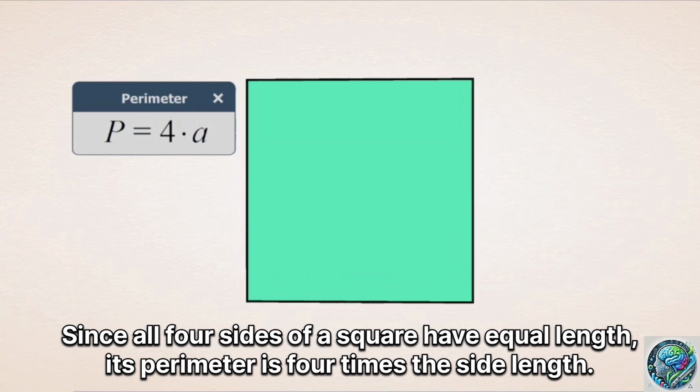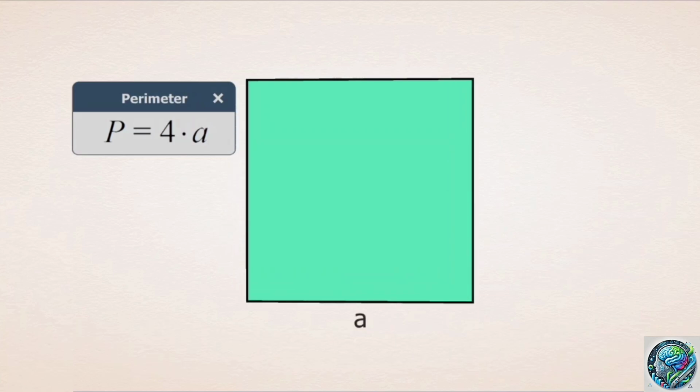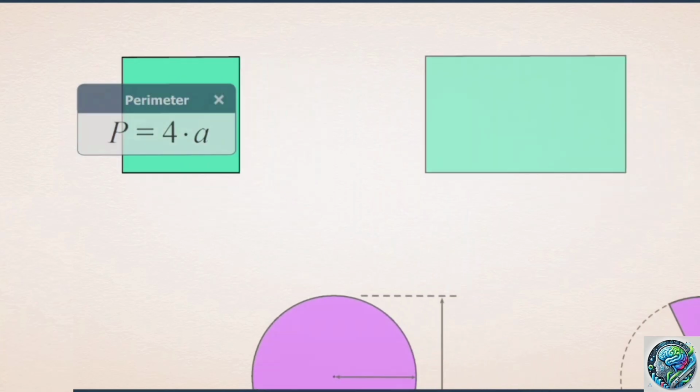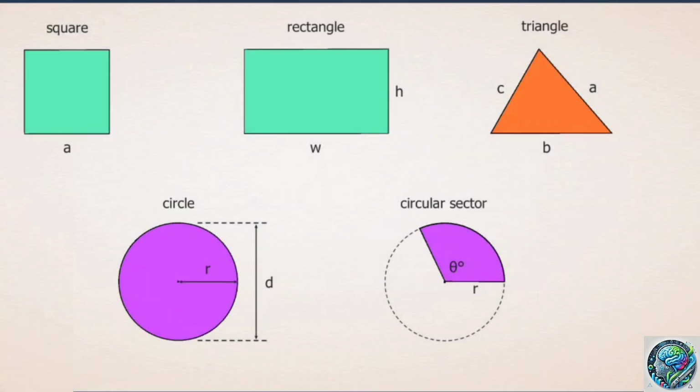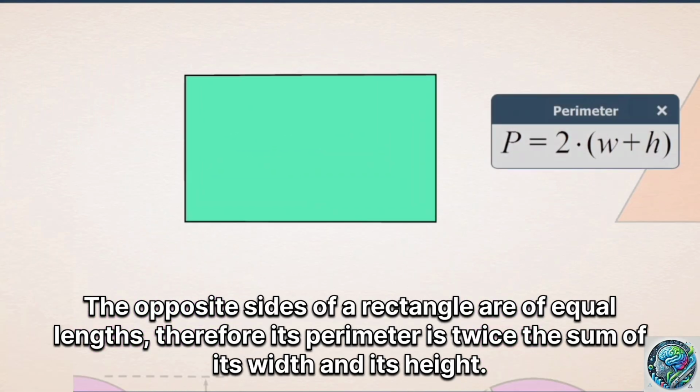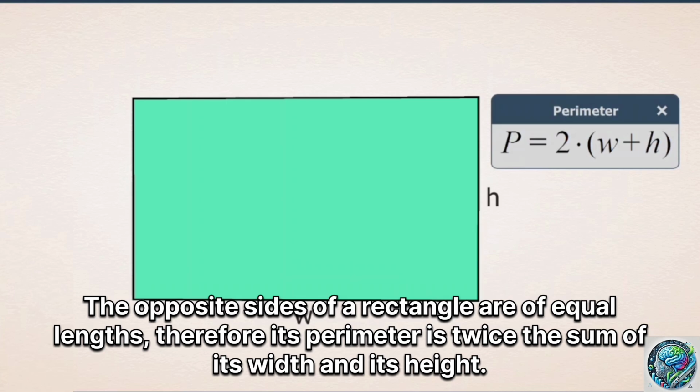Since all 4 sides of a square have equal length, its perimeter is 4 times the side length. The opposite sides of a rectangle are of equal lengths, therefore its perimeter is twice the sum of its width and its height.